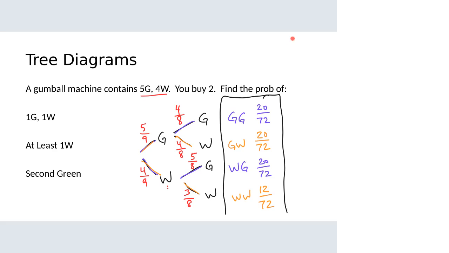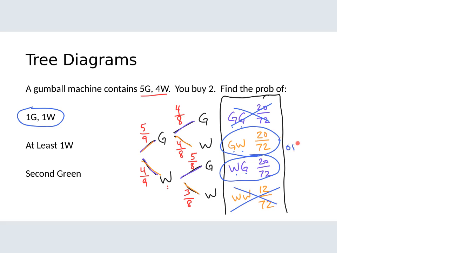Our first question here said, what's the probability of getting one of each? Okay, well, green, green. Nope, that's not one of each. Green, white. Yeah, that's one of each. White, green. Yeah, that's one of each. White, white. No, that's not. So there's more than one way to get one of each. I could get one of each this way or this way. And so I need to add those probabilities together. And when I do that, 20 out of 72 plus 20 out of 72 gives me 40 out of 72. So the probability of getting one of each is 40 out of 72.